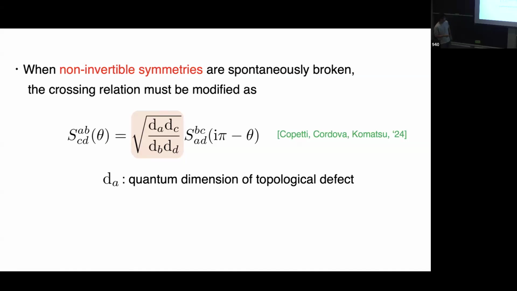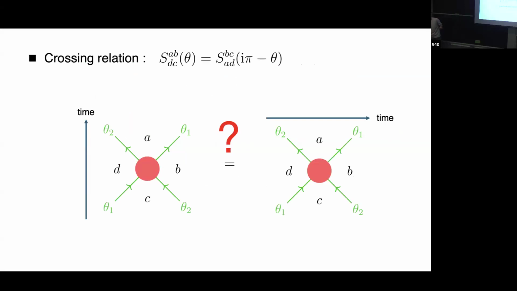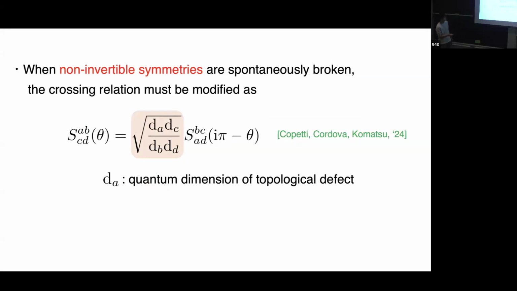By the recent work of Copetti, Córdova and Komatsu, it turns out that when non-invertible symmetries are spontaneously broken, the conventional crossing relation must be modified in this way. By comparing these expressions with the original one, we have extra factors depending on the quantum dimension of the topological defect. I want to stress that in the case of invertible symmetries, the quantum dimensions are all one, so in that case these modifications give rise to nothing. But when we consider non-invertible symmetries, these modifications generally occur.